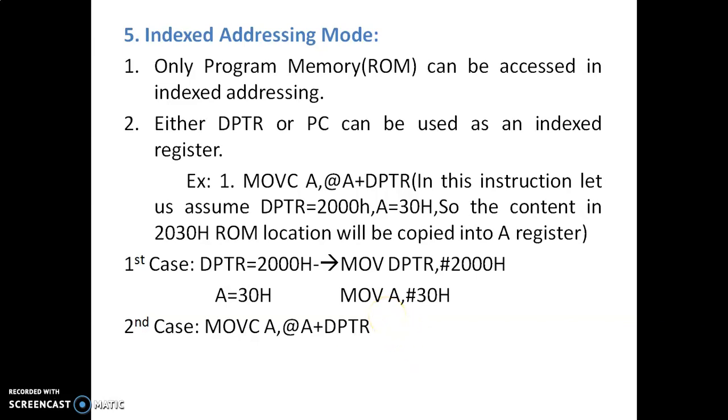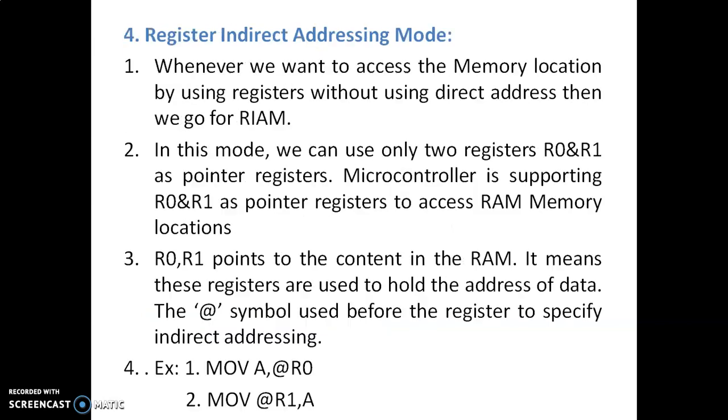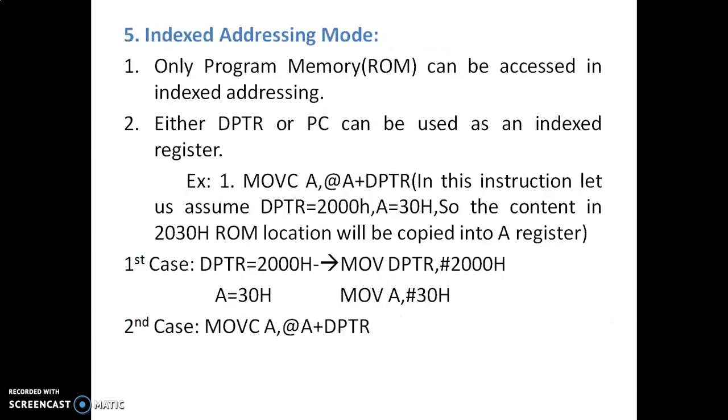So, clear with all the instructions? In total we have five addressing modes: immediate, register, direct, register indirect, and the fifth one is indexed addressing mode. Immediate means the source field is going to have the data, and the destination field can be a memory location address or the register name.